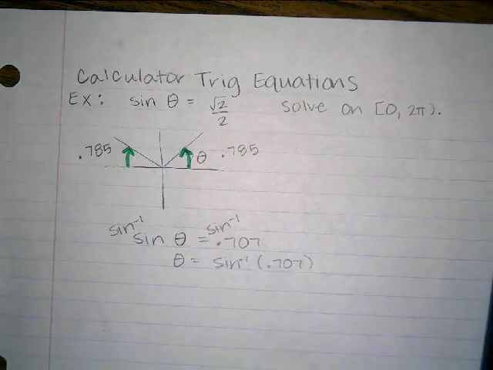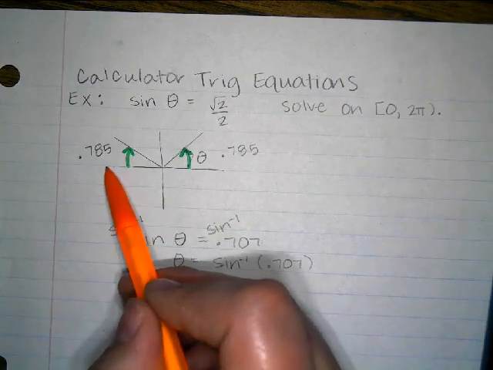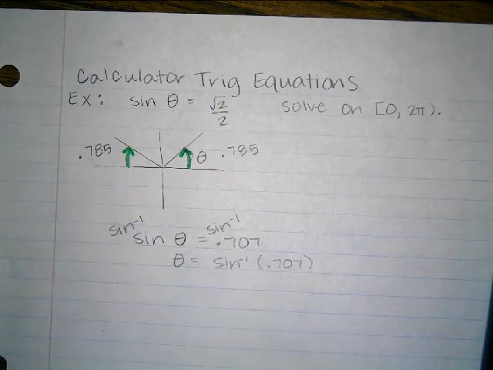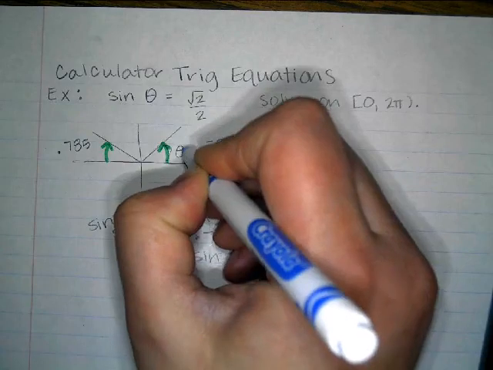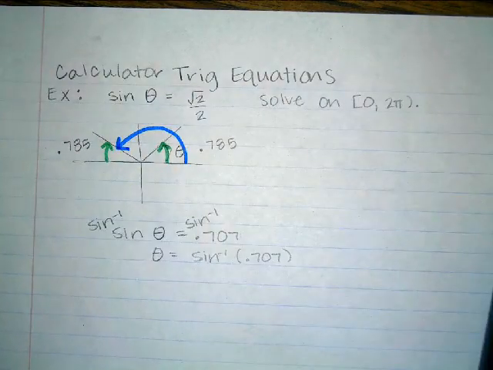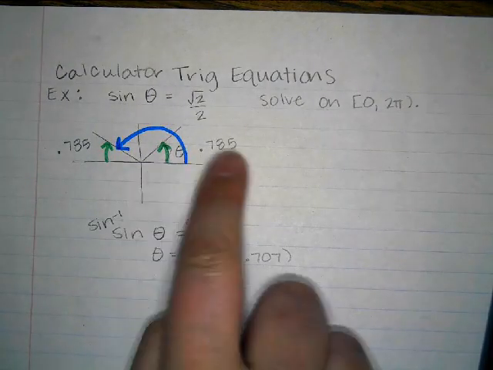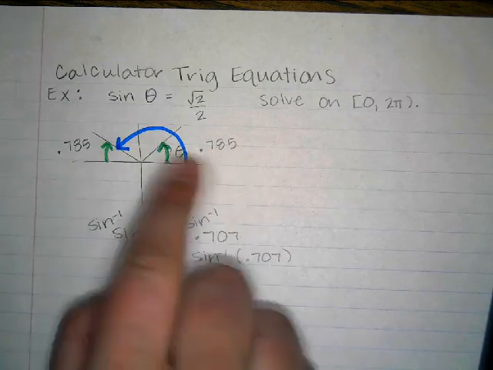Okay. Now, we don't measure angles from this part of the line, do we? We don't measure them that way. We start over here and we measure them this way. That's how we measure them. So I found the 0.785. That is the first answer. The blue that I just drew is the second answer.